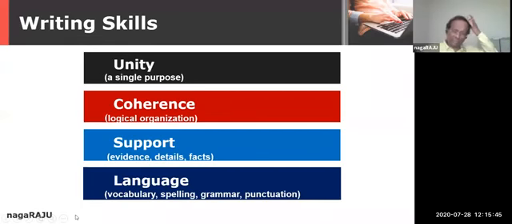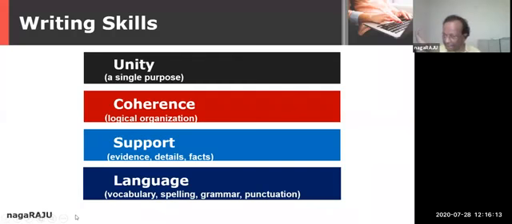Then the right language, of course, English teachers come into play here. So whatever I write must be in good English. The grammar must be good, spelling must be right, vocabulary must be appropriate, properly punctuated, etc. Only if these 4 qualities are maintained, 4 features are taken care of, then only it's good writing. If any one of these 4 factors are missing, the writing is considered as bad.